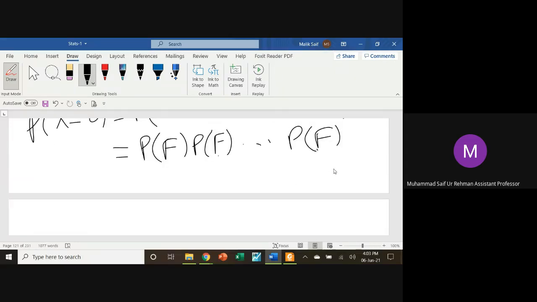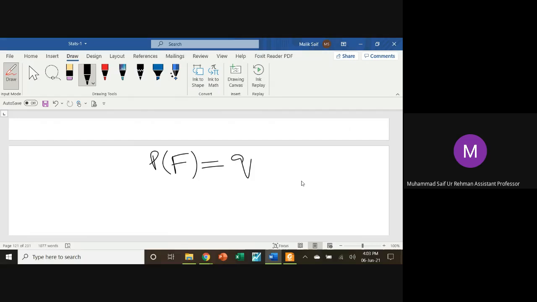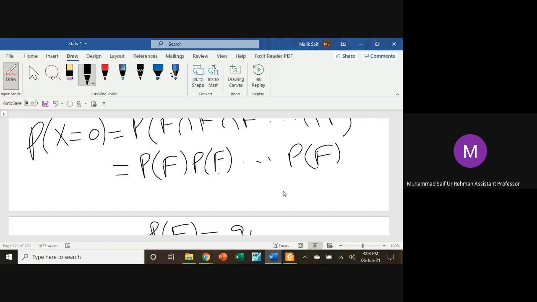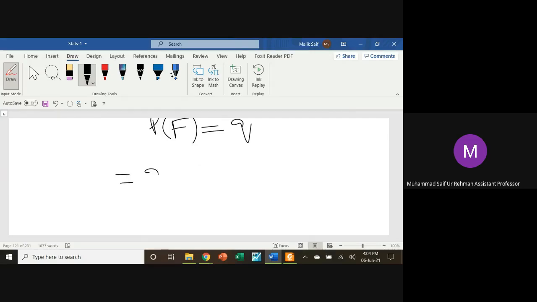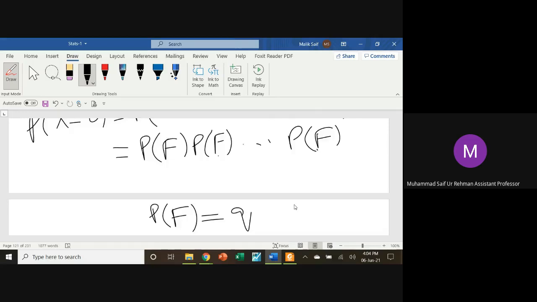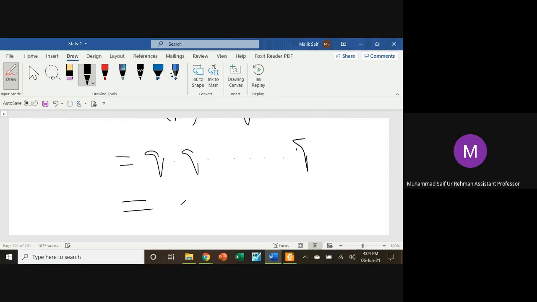Then let's say probability of failure is equal to q, and probability of success is equal to p. So probability of f is equal to q. Then you can substitute q here. Then q multiplied by q, so on up to multiplied by q. Is it or not? So you may write it down as q power n, because this is the first term, second term, third term up to nth term. So when you take q power n, all terms will be there.